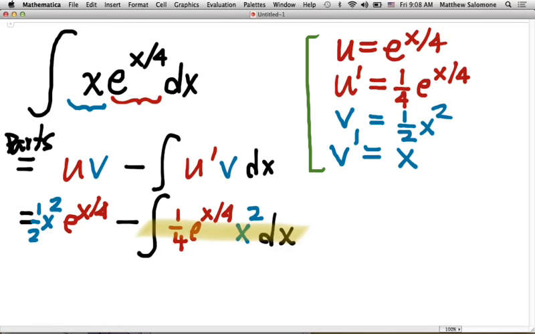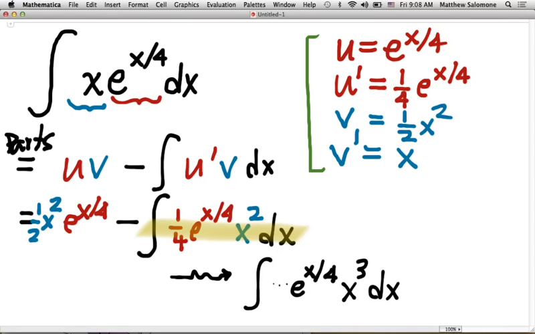And if we made the same choice again, u equals e to the x over 4 and v prime equals x squared, then when we did it again, we would end up with an integral down here that had some stuff in it and an e to the x over 4, and then when we took the antiderivative of x squared, we would end up with an x cubed in here. And we would have to do it again. And if we did it again like that, we would end up with an x to the 4th times e to the x over 4, and we'd have to do it again, and again, and again. And that would be a process that would never end, because we're not making our integral any simpler.